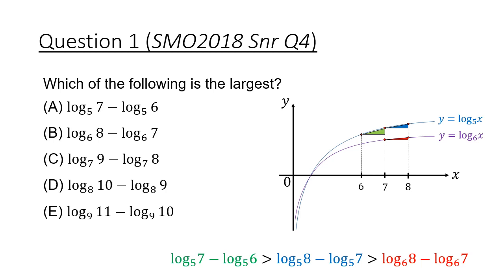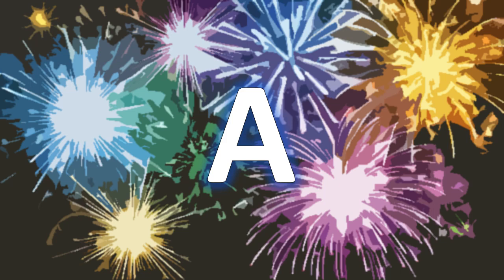So we can eliminate option B. And by this same argument, we can also show that B is greater than C, C is greater than D, and D is greater than E. Hence, the answer will be option A. So did you get the answer?